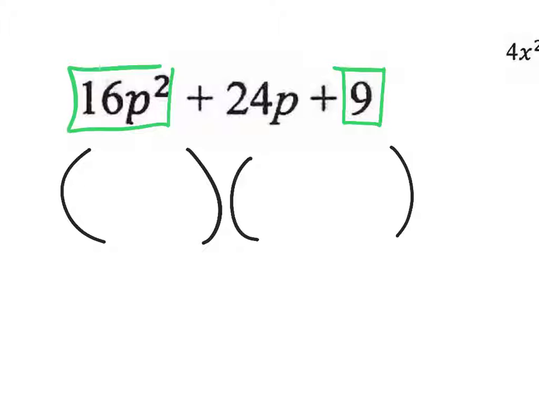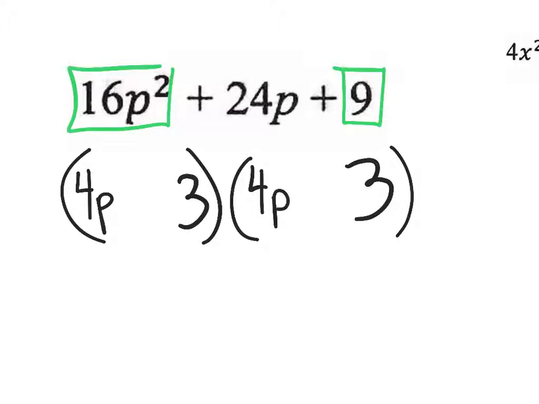Square root of 16p squared is what? How about the square root of 9? And what symbols belong in there? Plus, plus. And if you do double check your work, 4p times 4p is 16p squared. 4p times 3 is 12p. 3 times 4p is 12p. And if you add those two 12p's together, you really do get the 24p. So we know that we've factored this correctly. And at the end of it all, also 3 times 3 is the positive 9. So always check your answers.